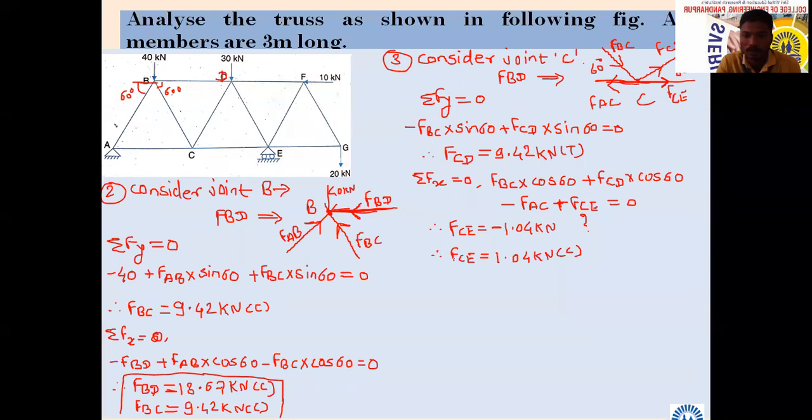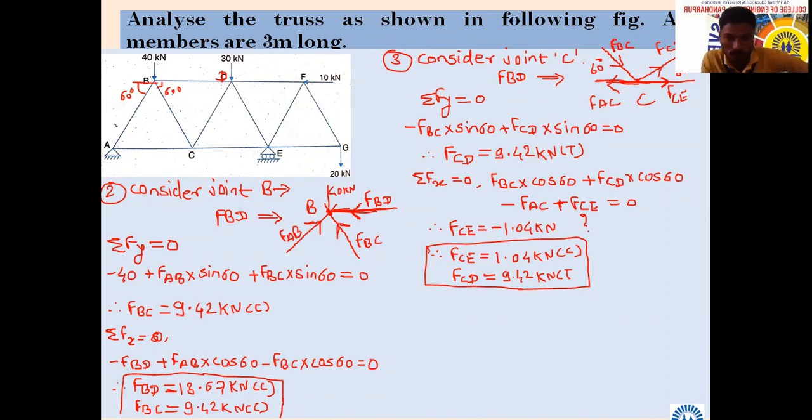And what about this? FCD equal to 9.42 kilonewton, which we have assumed as tensile. It is correct. How many forces are over till now? 6. Are you with me? Yes, sir. Very slowly we have to go, because we can't blame this problem. And be careful. If you are getting some other answer in between, let me know immediately.